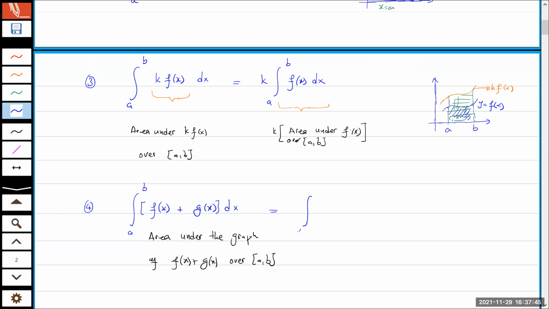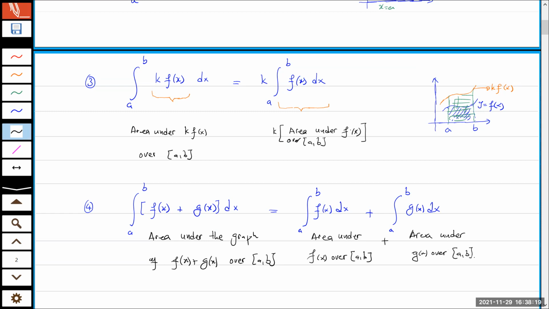This is the same as the integral from a to b of f of x dx plus the integral from a to b of g of x dx. Now we are saying the area under f of x over a, b plus the area under g of x, the second function, over a, b. So either you add the functions first and then calculate the area under the sum, or you calculate the area under each function separately and add them together. It doesn't make any difference.